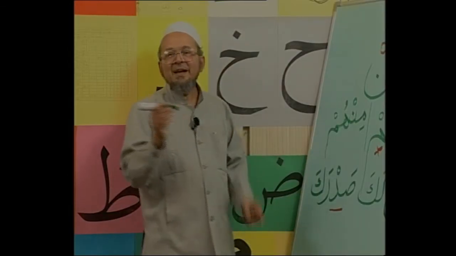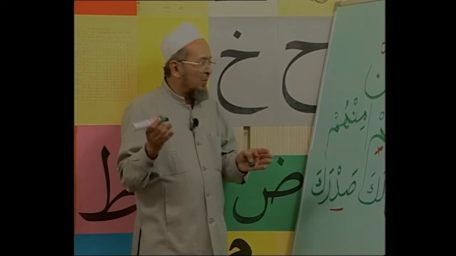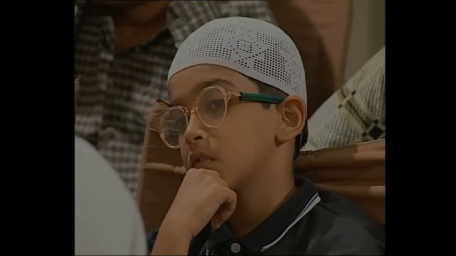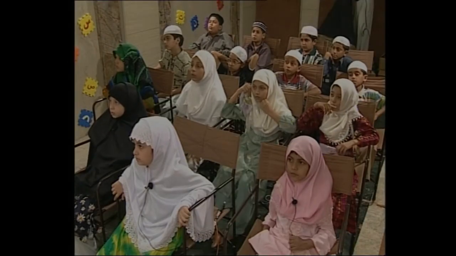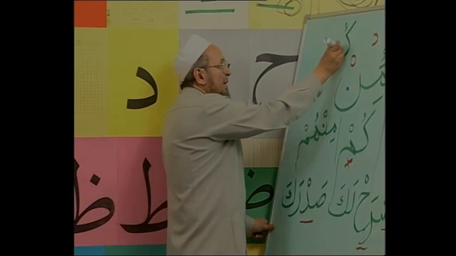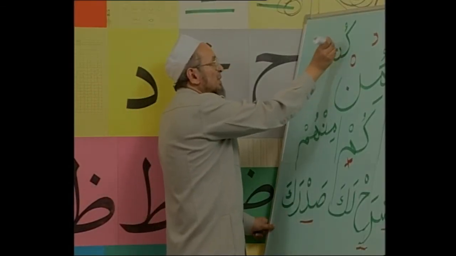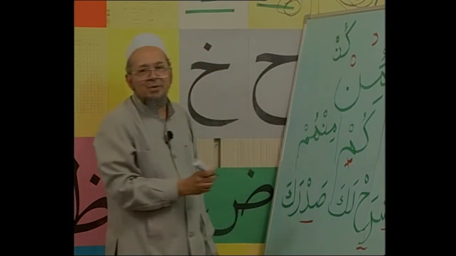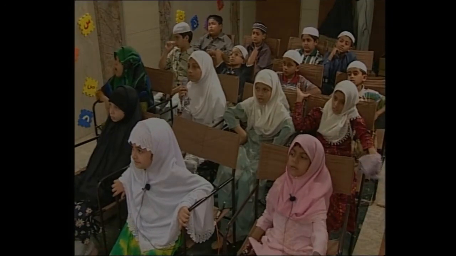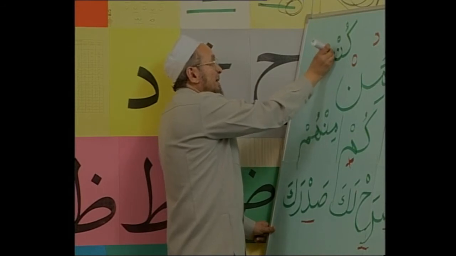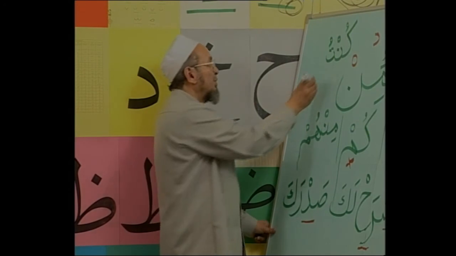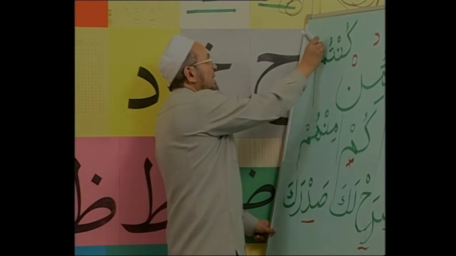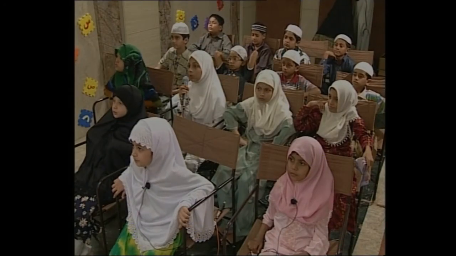Now let us see another word which has two sukuns. Just see this word. Read this, please. Ku. And then the other letter carries sukun. Kun. And then kuntu. Kuntu so far. Now kuntum.